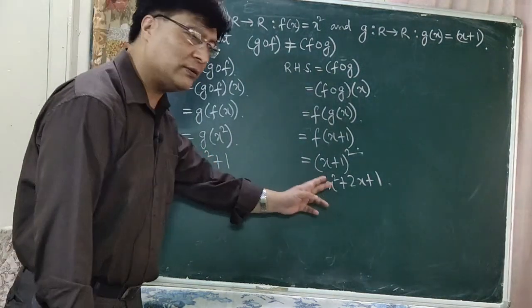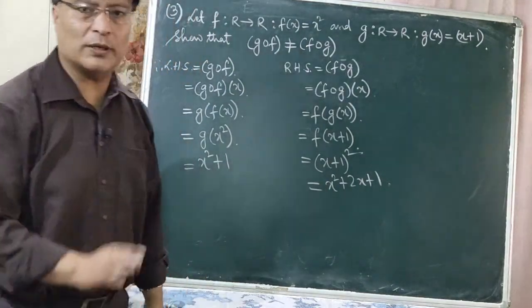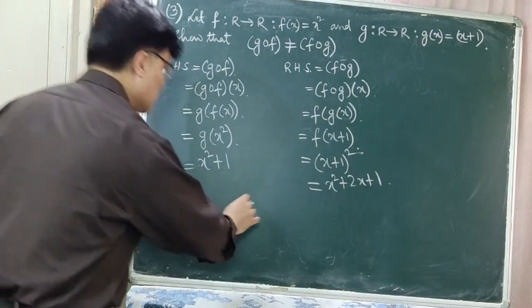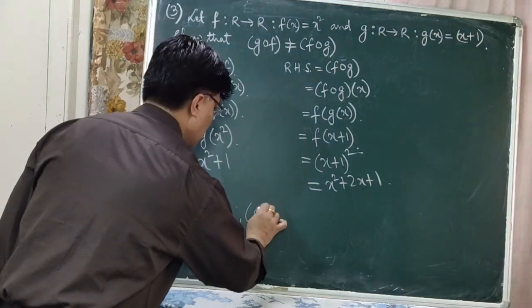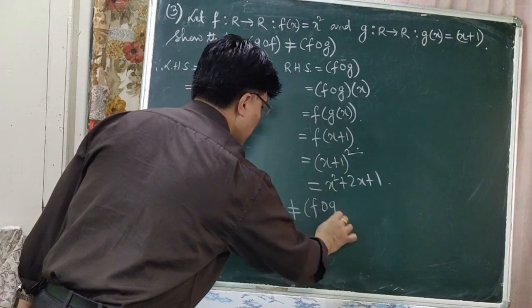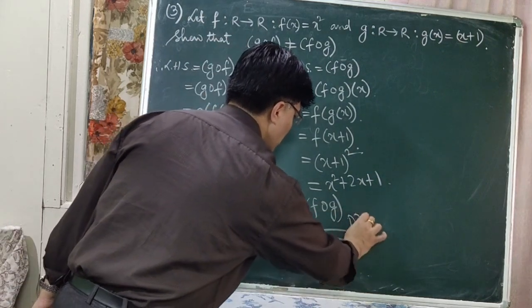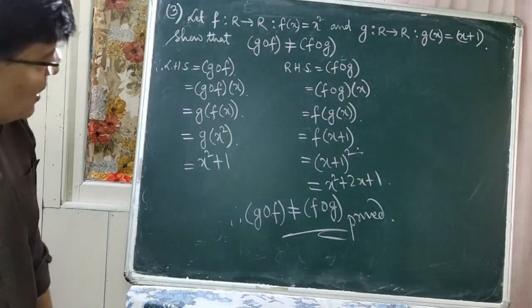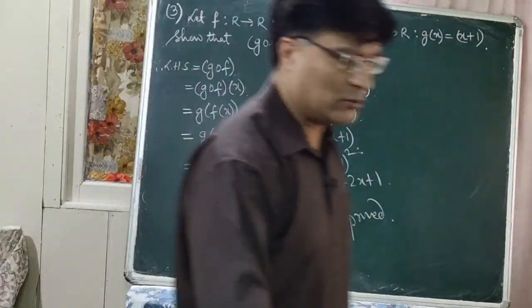So are they equal? Are these two functions equal? No. That means gof is not equal to fog. So therefore you have to write gof not equal to fog. So this is proved. So I think you have understood it. Okay, you can copy it. Now we'll do the next question now.